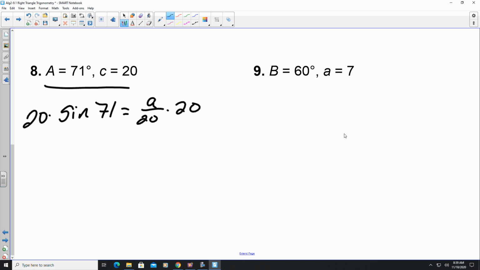When you look at your calculator, you'll see sine, cosine, and tangent. Make sure that your setting is in degrees and not radians. So when I take the sine of 71 degrees and multiply it by 20, I get a value of about 18.91 for A.